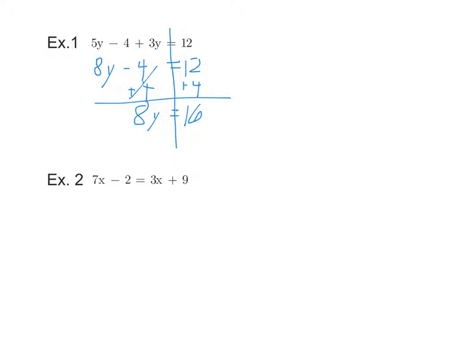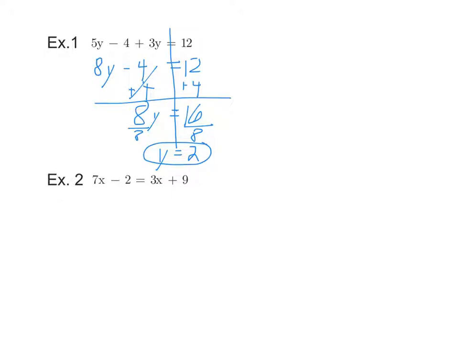And finally, to undo multiplication by 8, I'm going to divide by 8 on both sides. 16 divided by 8 is 2. So y equals 2 in this equation.